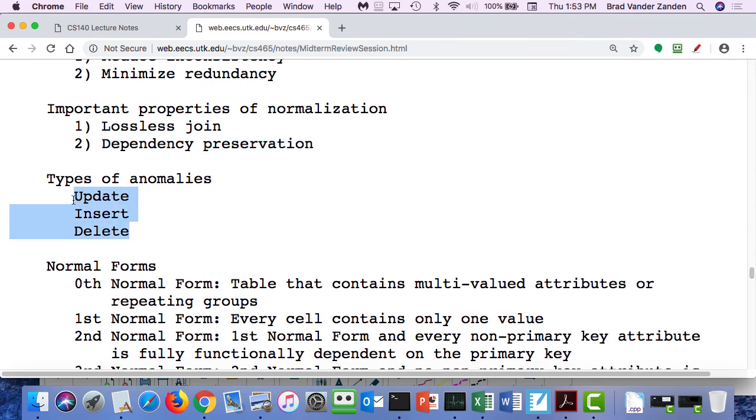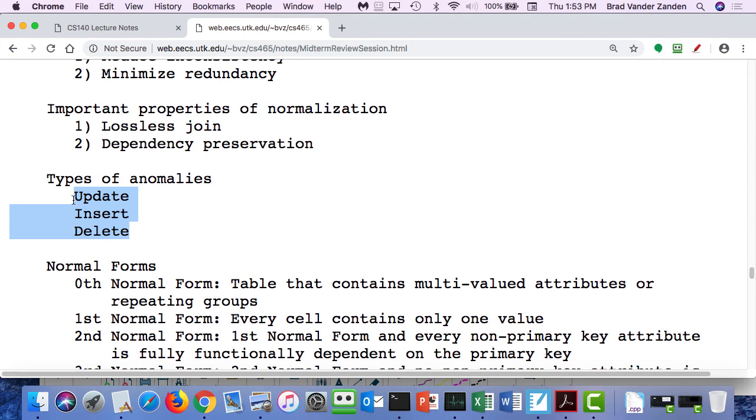Then you need to be able to recognize anomalies. Update anomalies are ones that occur when you update a piece of information, and because it's redundant, you have to make sure you update every piece of information.